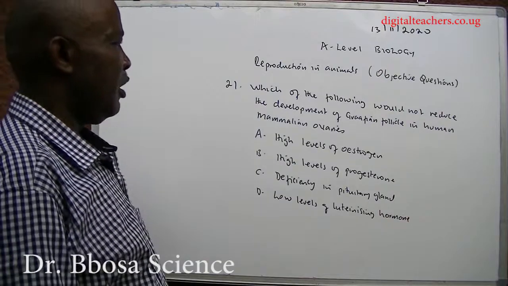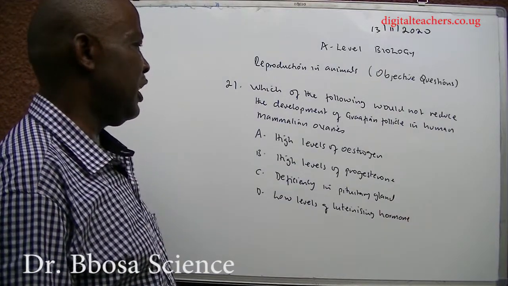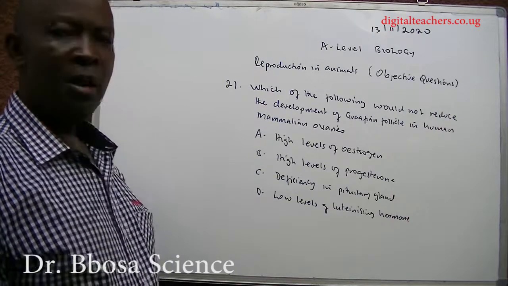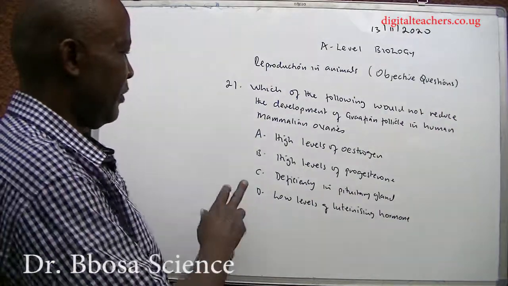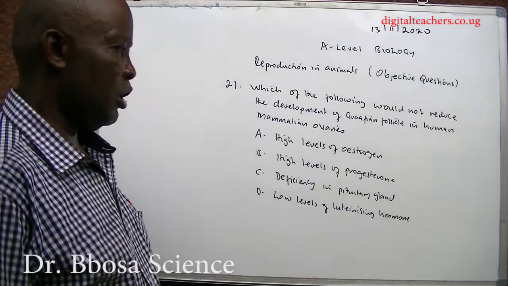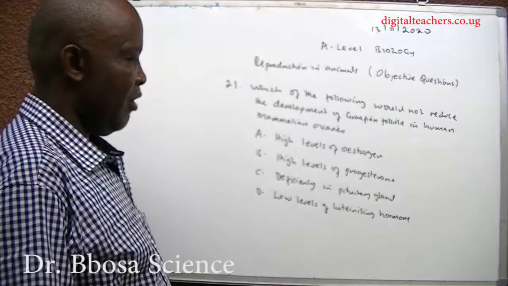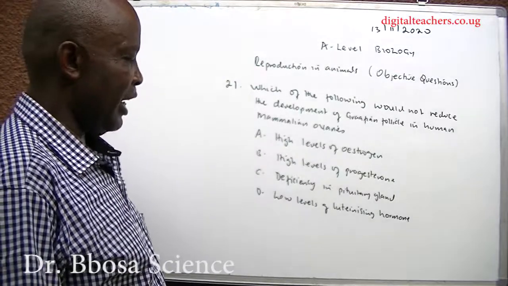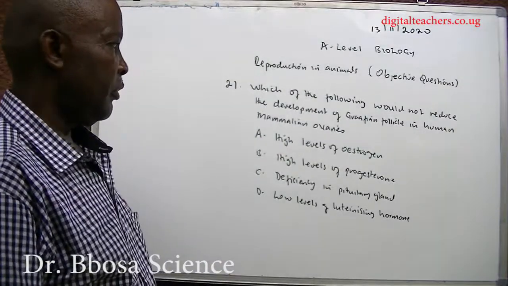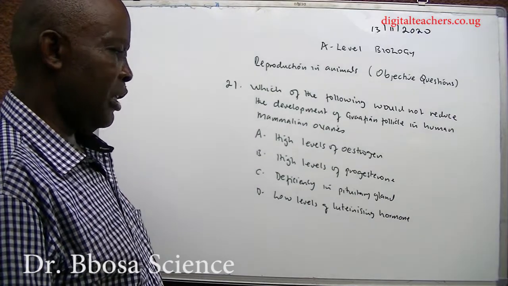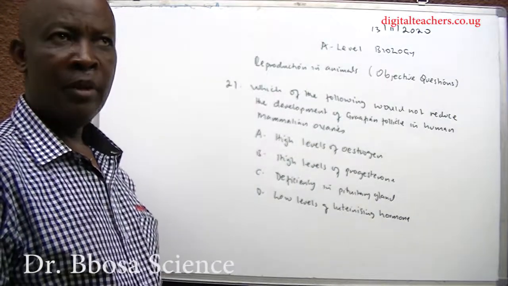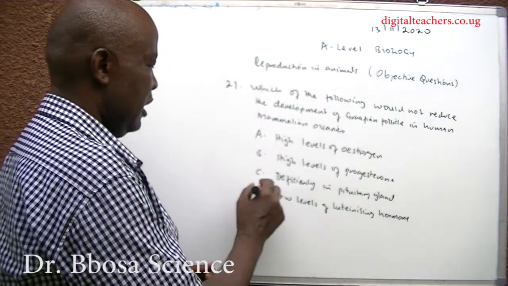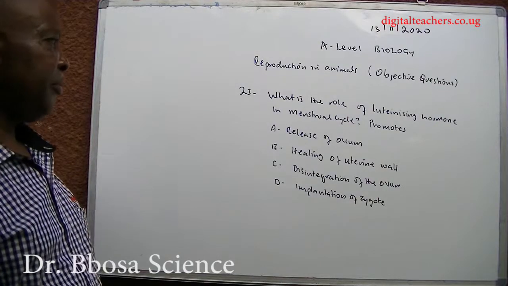Number 21. Which of the following would not reduce the development of Graafian follicle in the human mammalian ovary? A. High levels of estrogen. B. High levels of progesterone. C. Deficiency in pituitary gland. D. Low levels of luteinizing hormone. You can pause and answer. The answer is D.